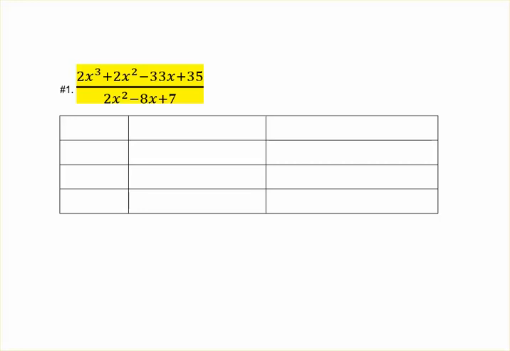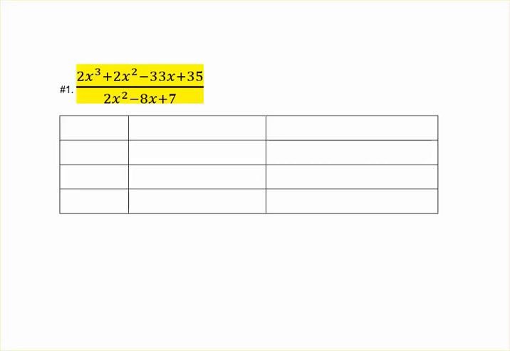I'm going to show you how to divide 2x cubed plus 2x squared minus 33x plus 35, all divided by 2x squared minus 8x plus 7. We're going to be using a table method. So the first thing you need to do is make a table.